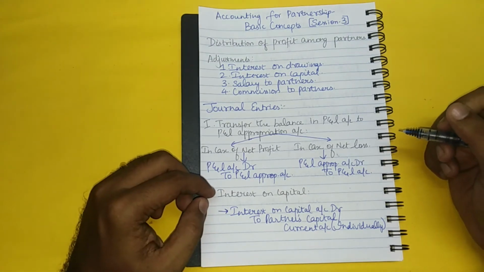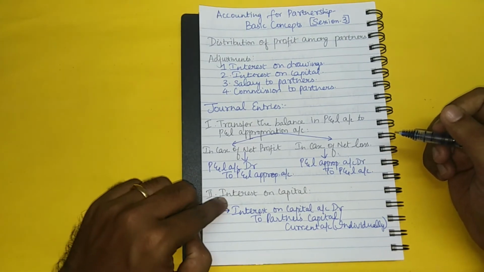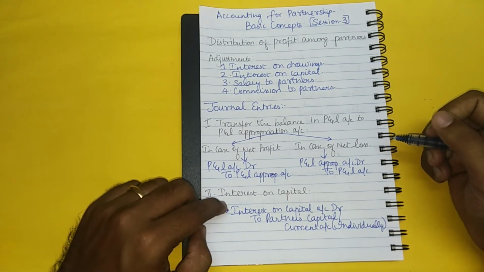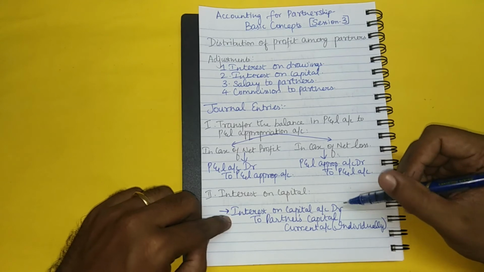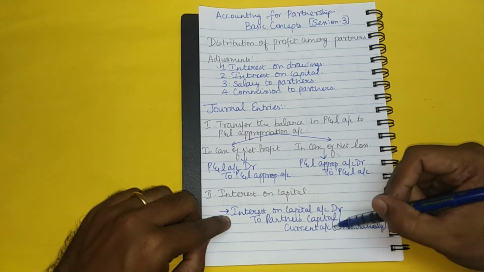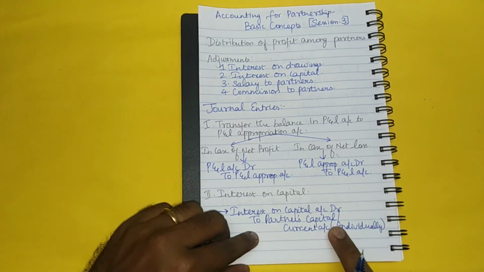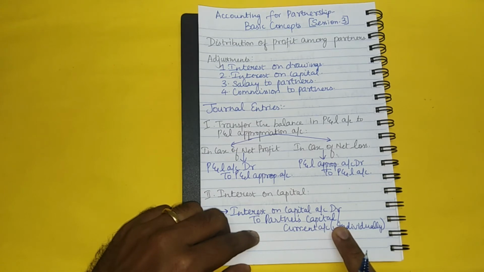Next, we need to learn the entry for interest on capital adjustment. For allowing interest on capital, the entry is interest on capital account debit to partners' capital or current account, which needs to be credited individually. Here, based on the method under which we maintain our partners' capital account, the entry varies. If we are following the fixed capital method, we will be crediting the partner's current account, and in case we are following the fluctuating capital method, we will be crediting the partner's capital account.